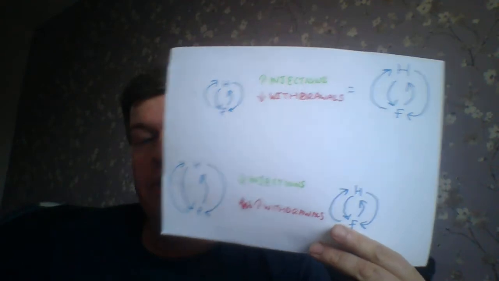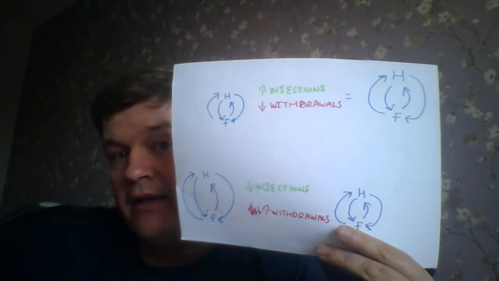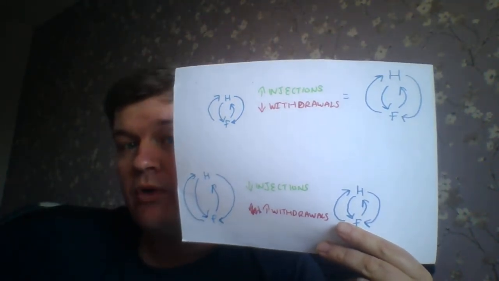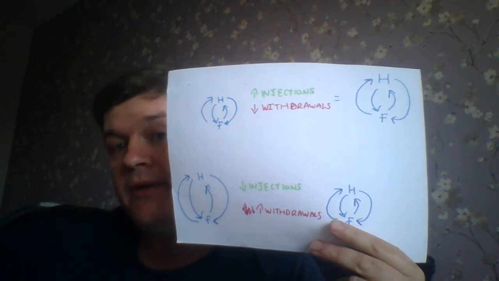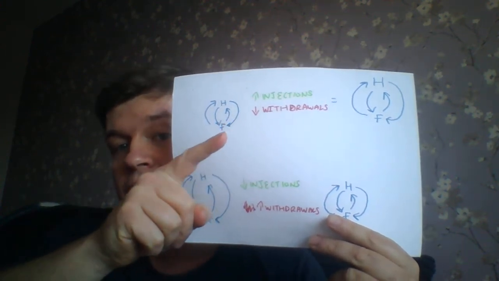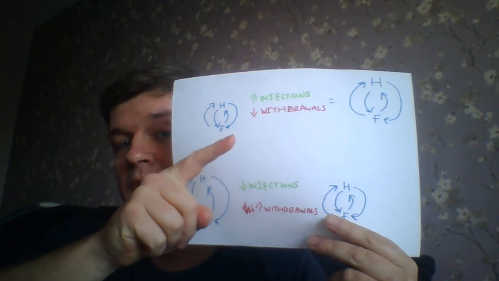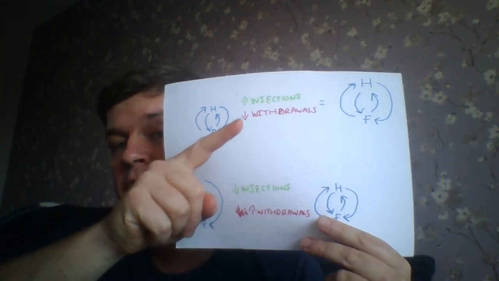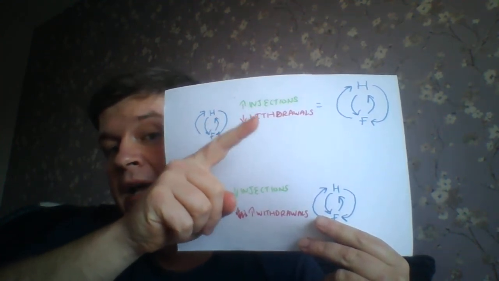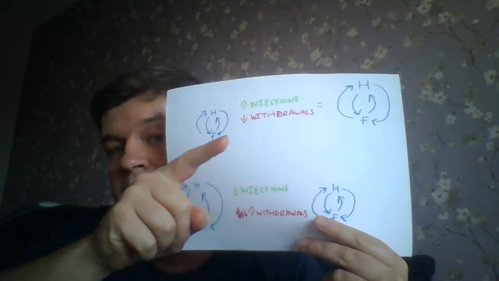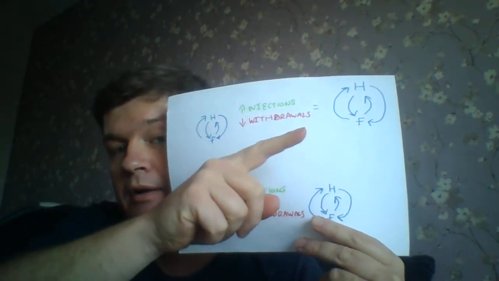Right, so one more thing I want to show you on this. You've got here how injections and withdrawals will affect the size of the economy. Look here, we've got a small circular flow. We've got lots of spare capacity. If we can somehow increase the injections and or reduce withdrawals, then the circular flow will get bigger.